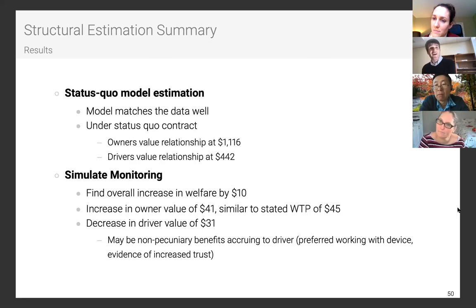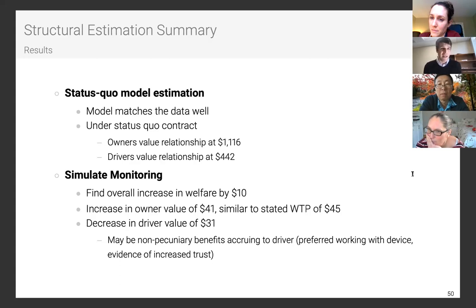But pushing back on that, on the other side, this is bringing up, sorry, I forget who asked the question, the non-pecuniary value, or the relationship between the driver and the owner. There's some evidence, as I mentioned before, that this is improving, that might be compensating the driver a little bit for their lost contract value. This is largely because it seems like the owners and drivers are getting along better. There's more trust, and both the drivers and owners say that they like the device. So we were surprised when the driver said this.